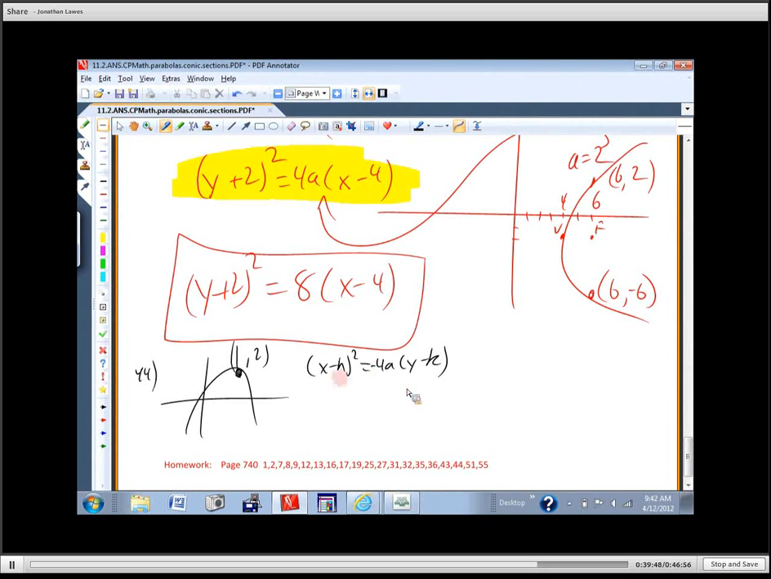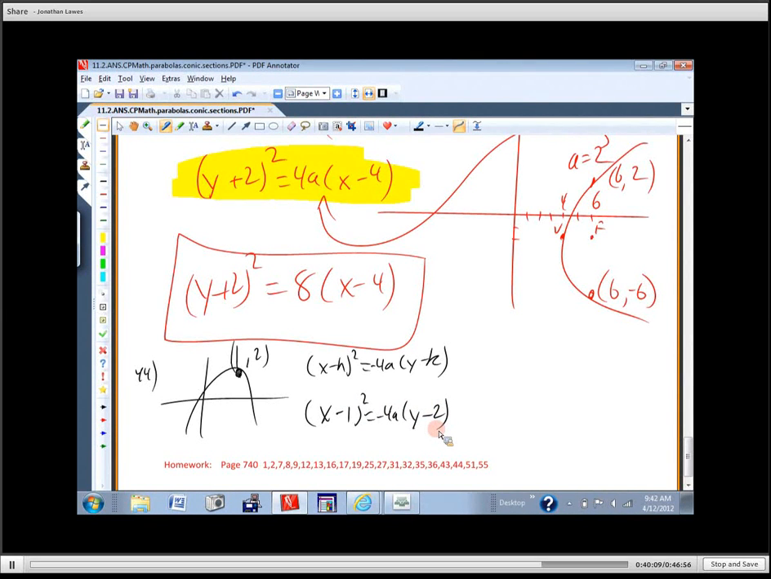Do you know h, a, or k? Do you know any of those by looking at what they gave you? You know the vertex. You know the vertex is 1, 2. So I can fill this in. X minus what? 1, quantity squared, equals negative 4a times y minus 2.